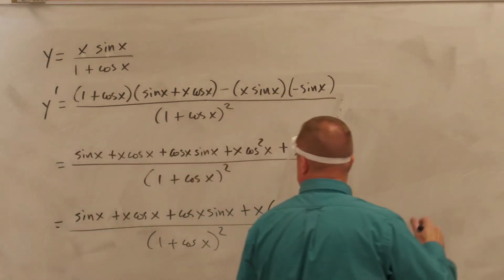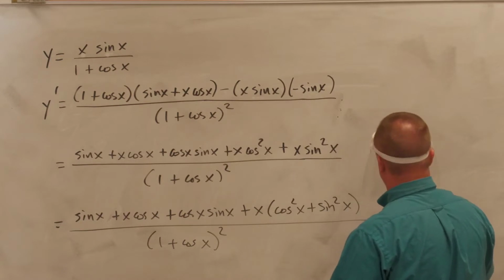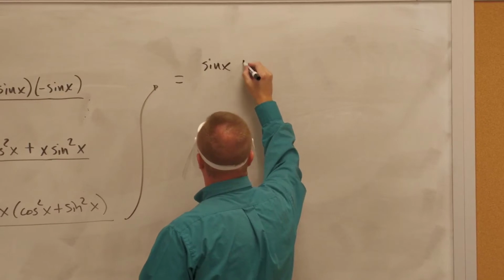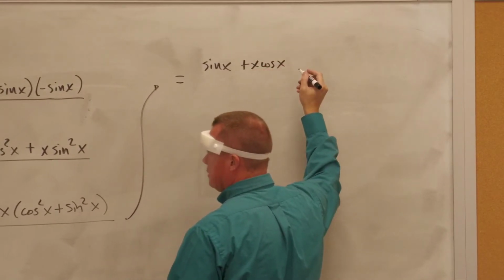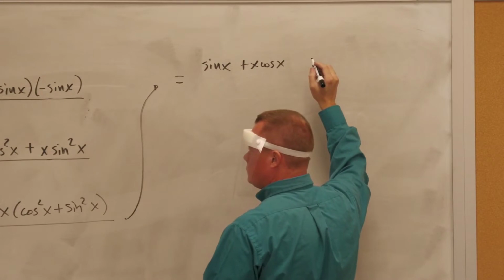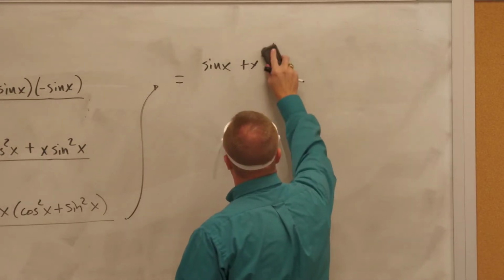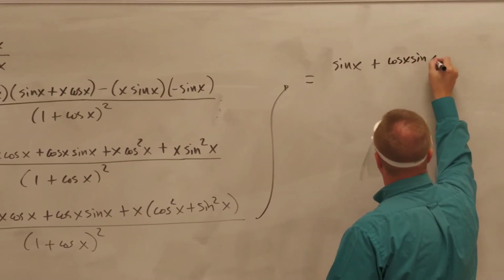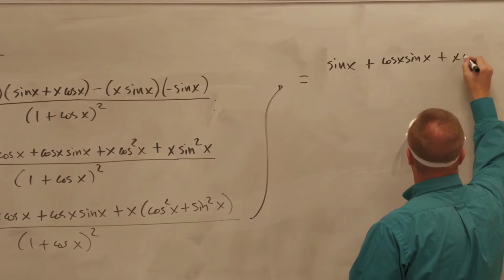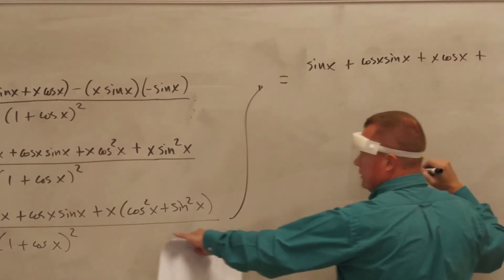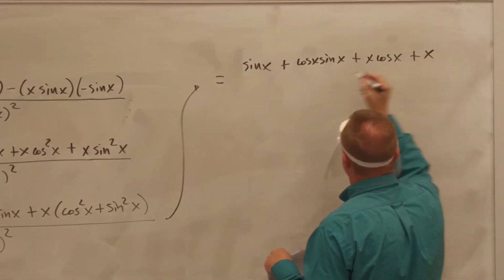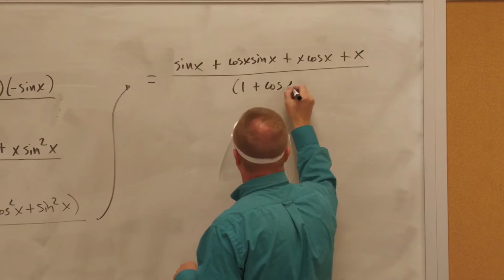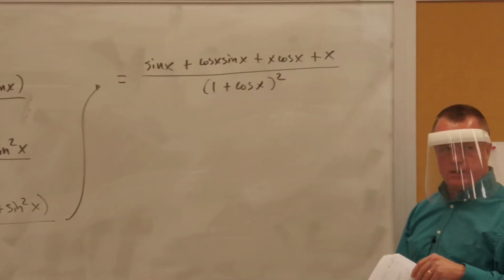So I will just have then, so let me go up here, sine x plus x cosine x. I'm going to change this order real quick here. I don't have to write this again. I'm going to do sine x, I'm going to do cosine x, sine x. Then I'm going to do x cosine x. And then all that's left here is just going to be x, because cosine squared plus sine squared is equal to 1. Okay? Questions about any of that?